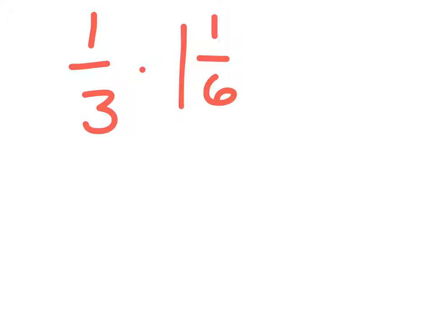Okay, this is going to be our last example, and then you're going to get to do some on your own. We have 1/3. We're going to leave that one like it is, and then we're going to change our other mixed number into an improper fraction. Remember how to do that? What's your first step? Multiply the denominator and the whole number, so 6 times 1, and you get 6. Then you add the 1, and you get 7. Keep it under your same denominator, and that's 6.